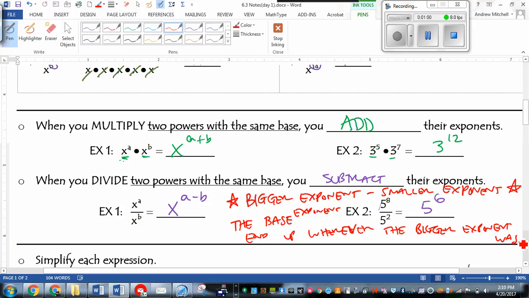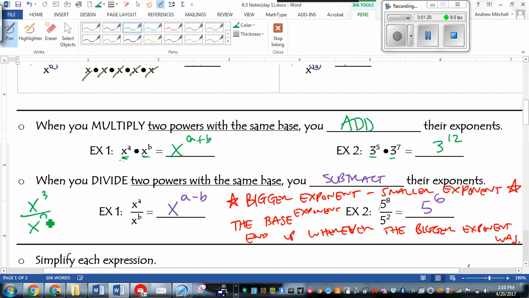Right, so an example of that. Our first one here that we had, 5 to the 8 over 5 to the second, the bigger exponent was on top, so we just ended up with 8 minus 2 is 6, and it just basically stays on top. There's no fraction anymore.